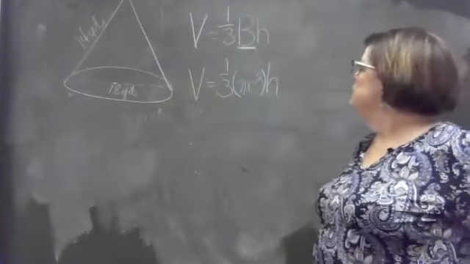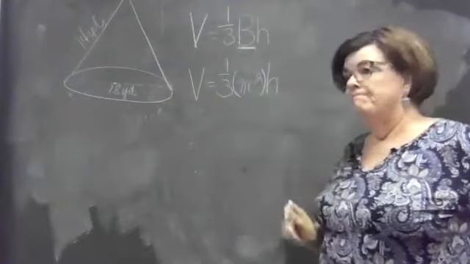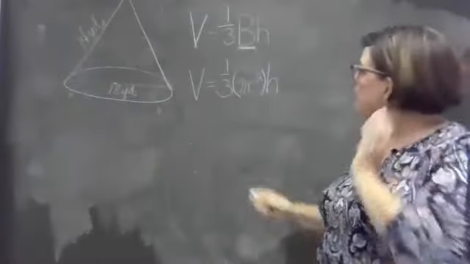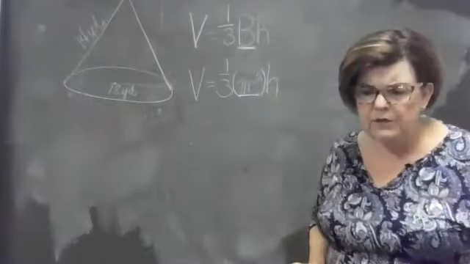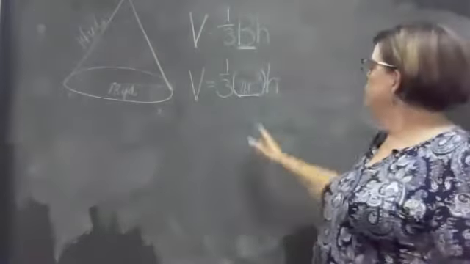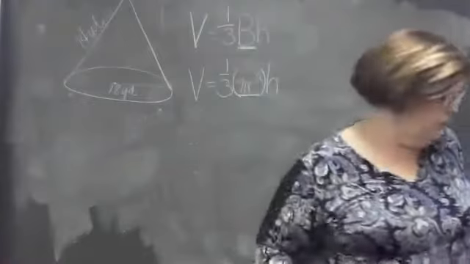So what we're going to do here is find the area of the base. All right. Now the area of the base says pi r squared. And I think at the top of this, it says use 3.14 for pi. So we're not going to use the pi button on our calculator this time.